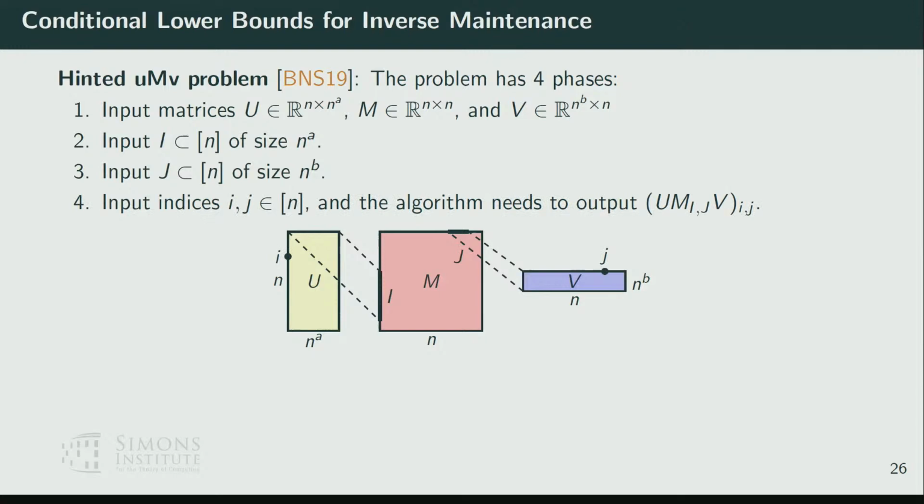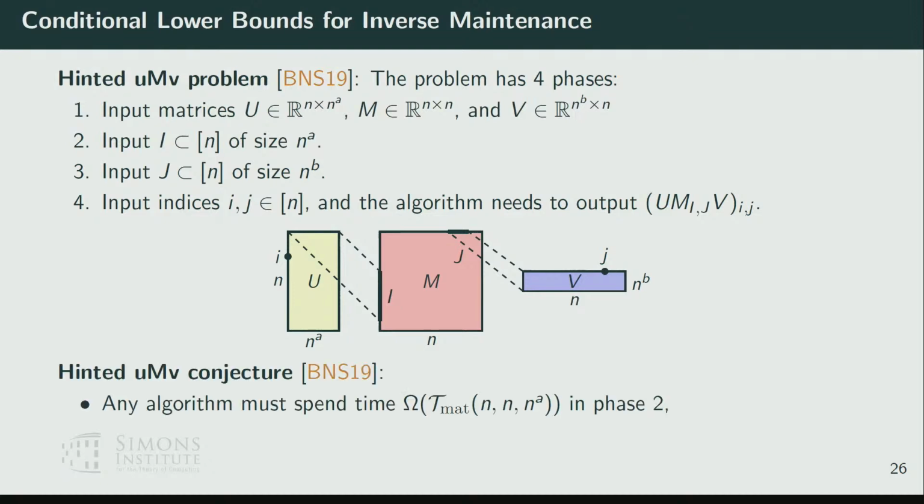And then in the last step, you are given two indices I and J, and then we want you to output the UMV product of the ith row of U and the submatrix of M and the jth row of V. And the conjecture says that any algorithm must do one of the following three things, which are all the naive things that you can imagine.